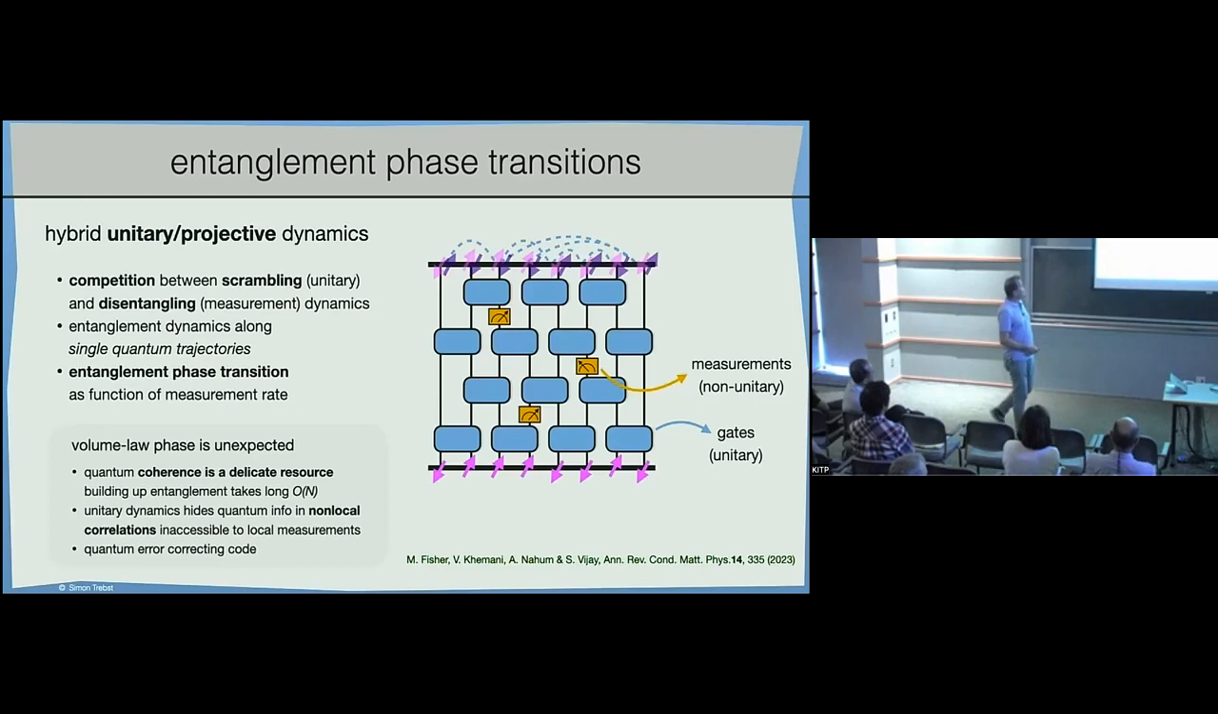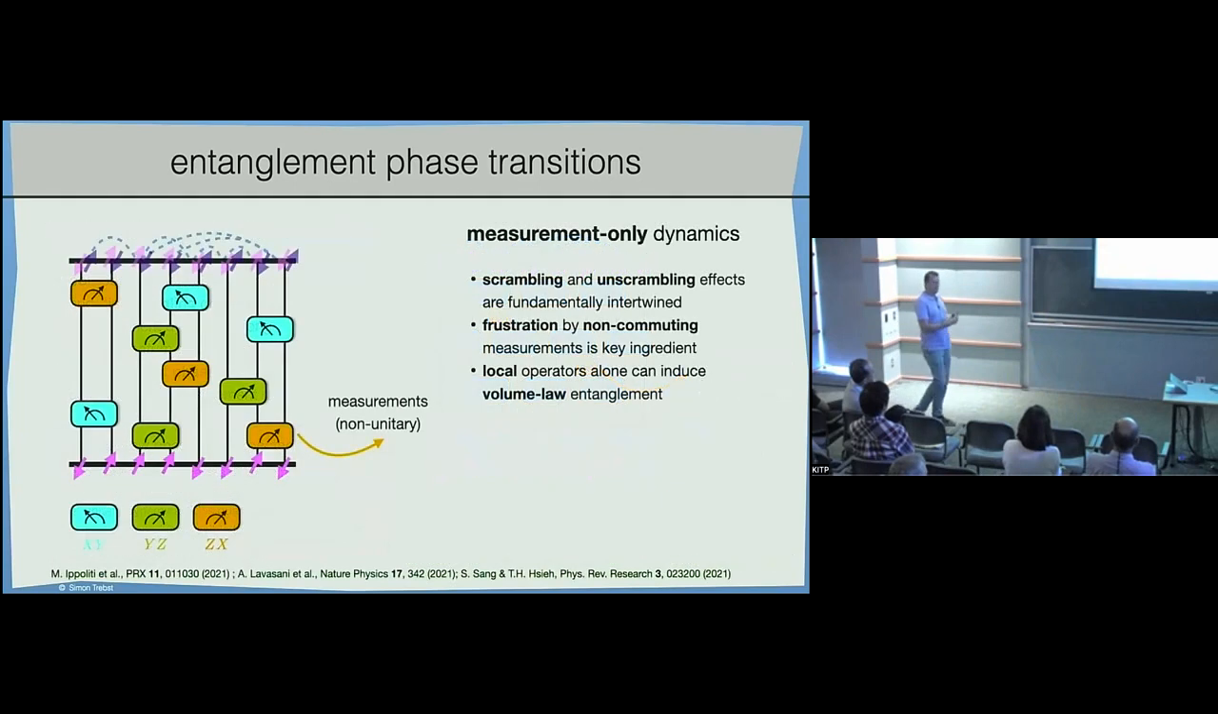Okay, so that's a situation where we have both unitaries and measurements, and we can go to an even simpler version where we have only measurements. So I start with a state, and I have a couple of non-commuting measurement operators, and if I throw all these measurement operators onto the state and randomly measure, I will also create entanglement.